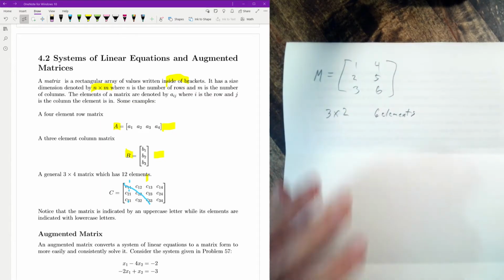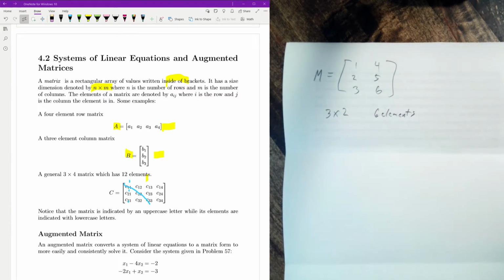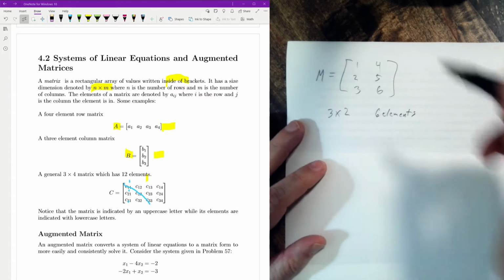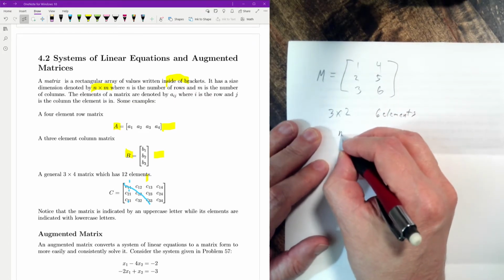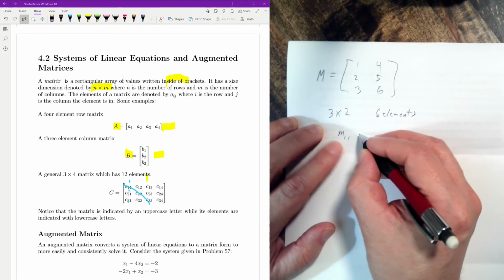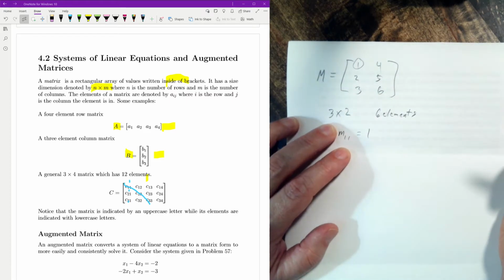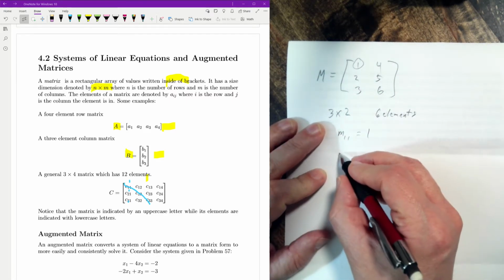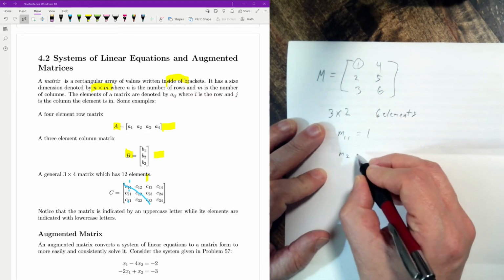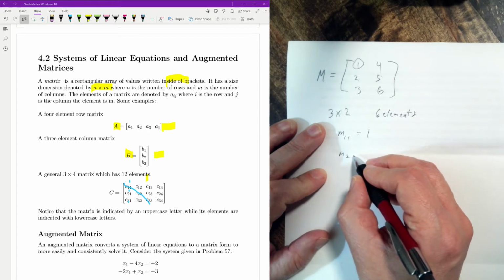Then the question is, if I were to say, what is element M11? M11, remember lowercase, is equal to 1. It's this first element. What is M23?